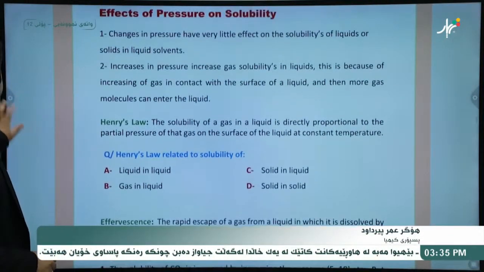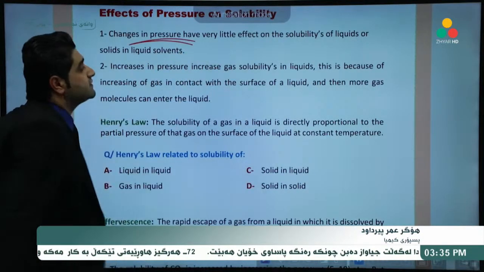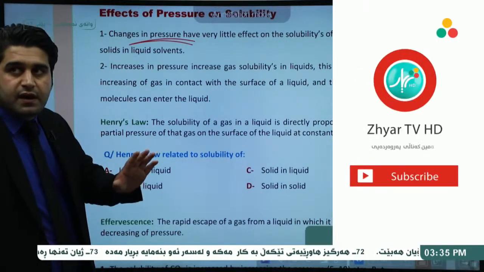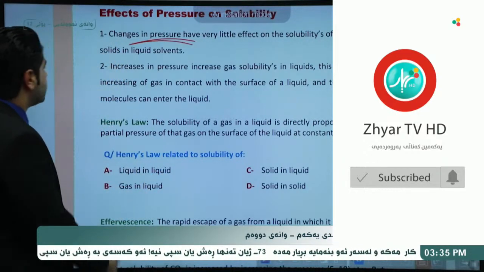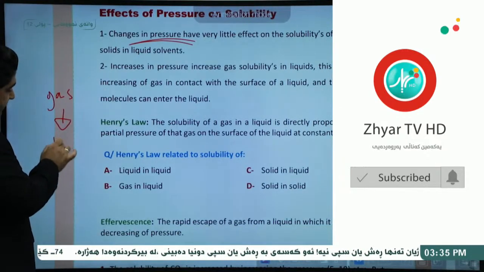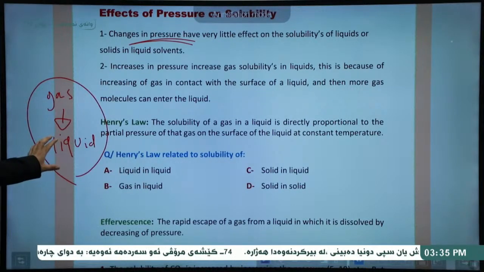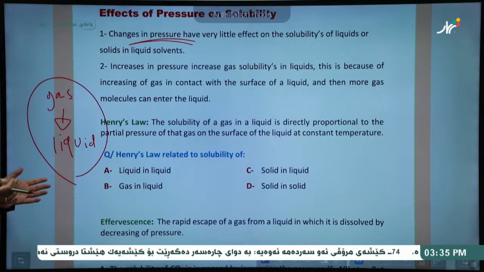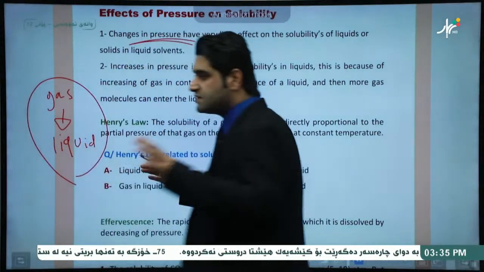Well, before doing that, let's talk about the effect of pressure on solubility. Pressure has very little effect on the solubility of solids and liquids in each other. But for gas in liquid, it's extremely pressure dependent. Increasing pressure increases solubility. Decreasing pressure decreases solubility. So we have a special rule that governs this process.